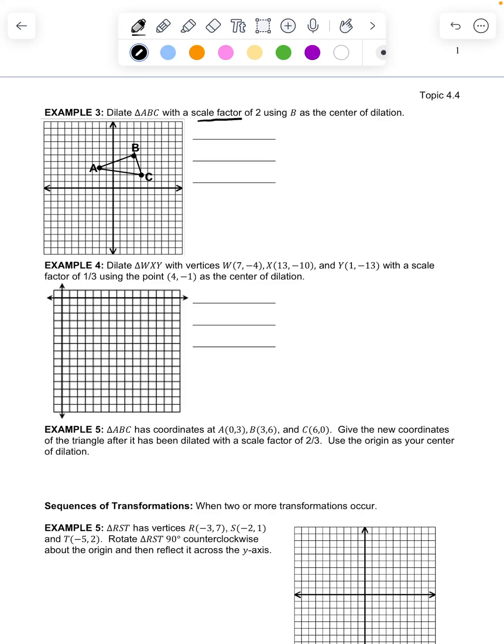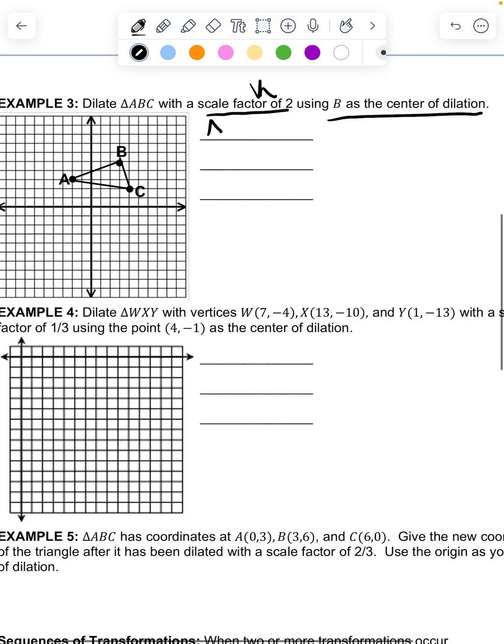All right, so example 3 is a little bit different. It says dilate triangle ABC with a scale factor of 2. Okay, so that's our K value, using B as the center of dilation. So notice your center of dilation is no longer at 0, 0. So you've got to do a different method here to find A prime, B prime, and C prime.